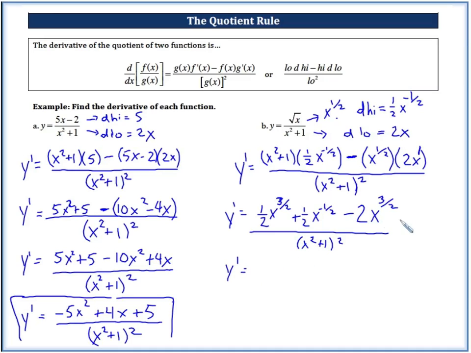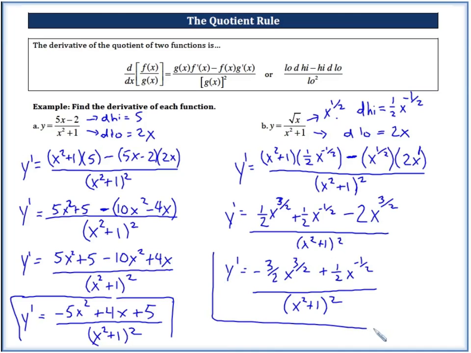Now we can combine like terms. So we have 1/2 x to the 3/2 minus 2x to the 3/2. And so that's going to give us negative 3/2 x to the 3/2, and then plus, we still have our 1/2 x to the negative 1/2, and it's going to be all over x squared plus 1 squared. And that is ugly, but it is our final answer. All right, let's move on to our next example.